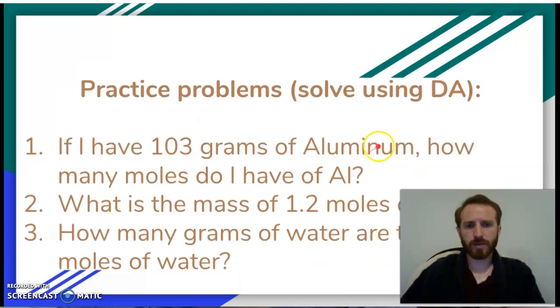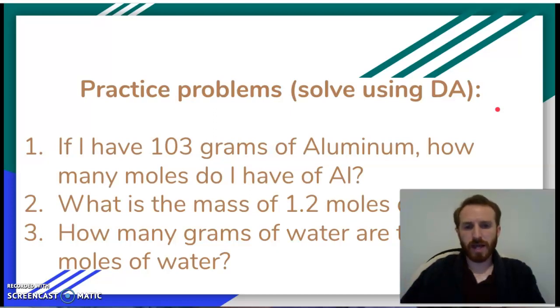So let's do some practice problems. I want you to use dimensional analysis and try these problems. So if I have 103 grams of aluminum, how many moles do I have of aluminum? So how do you set that up? Remember, just start with the value you're given, with the units you're given, and then remember you got to cancel the units that you start with, right? And in this one we're going from grams to moles. Keep that in mind, okay?